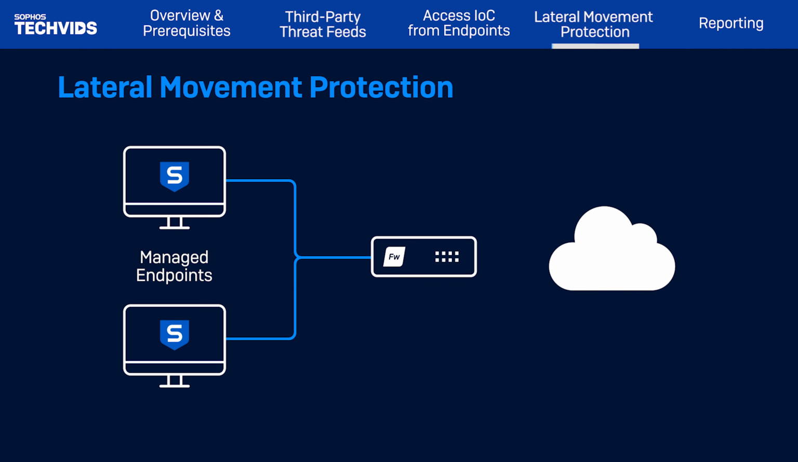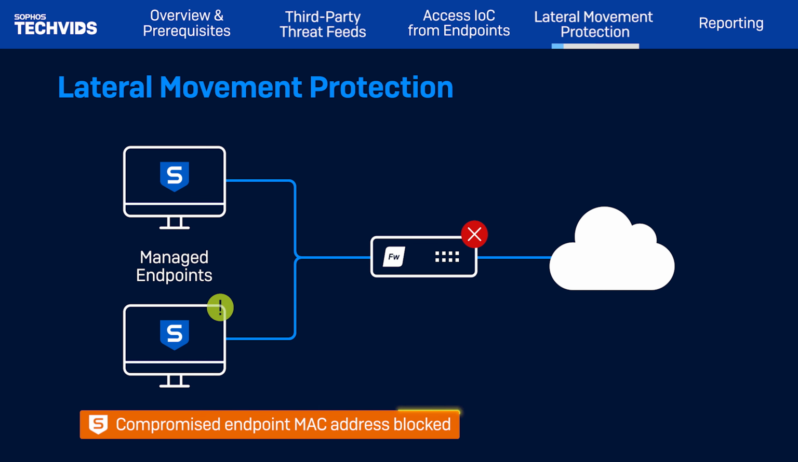Next, let's see lateral movement protection in action. Lateral movement protection prevents threats from spreading by blocking compromised devices from communicating on the network. Once an endpoint is detected as compromised, its MAC address is blacklisted by the firewall and shared with other endpoints on the network, preventing communication from the compromised device.